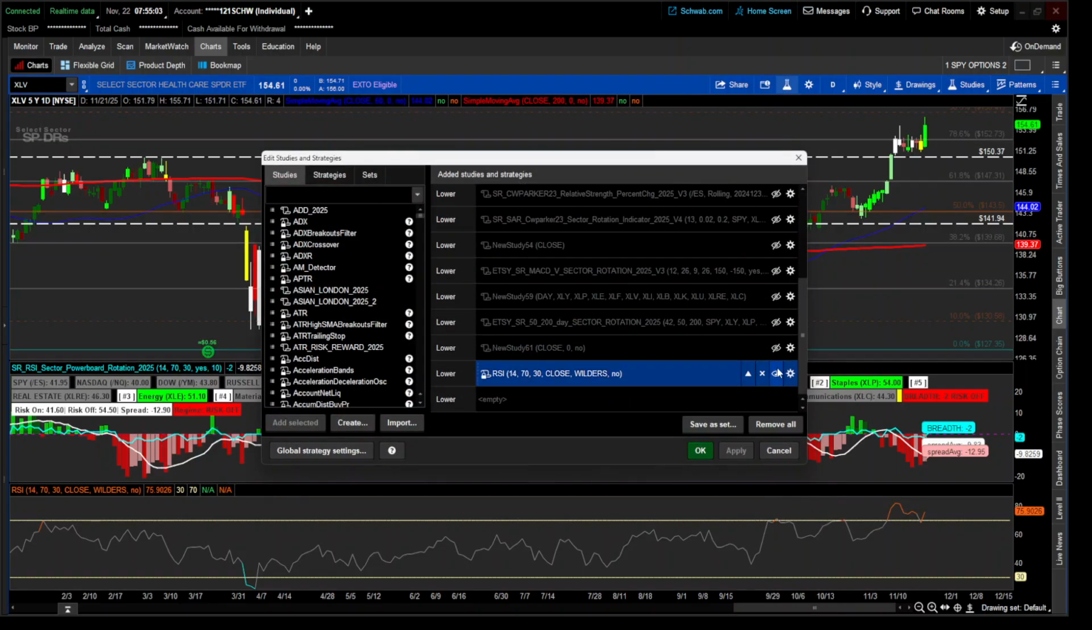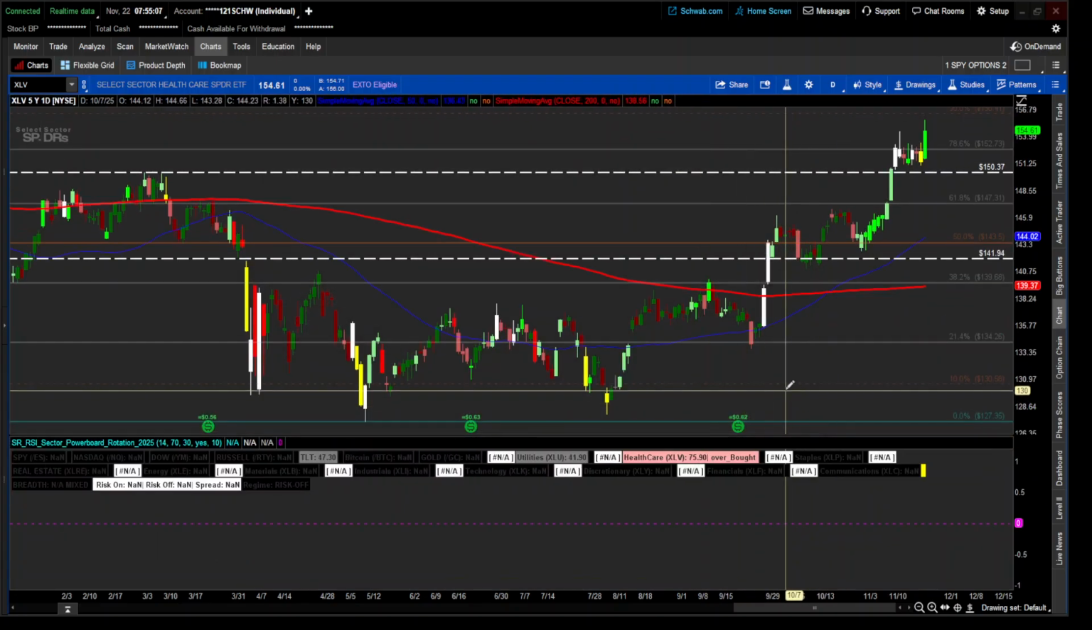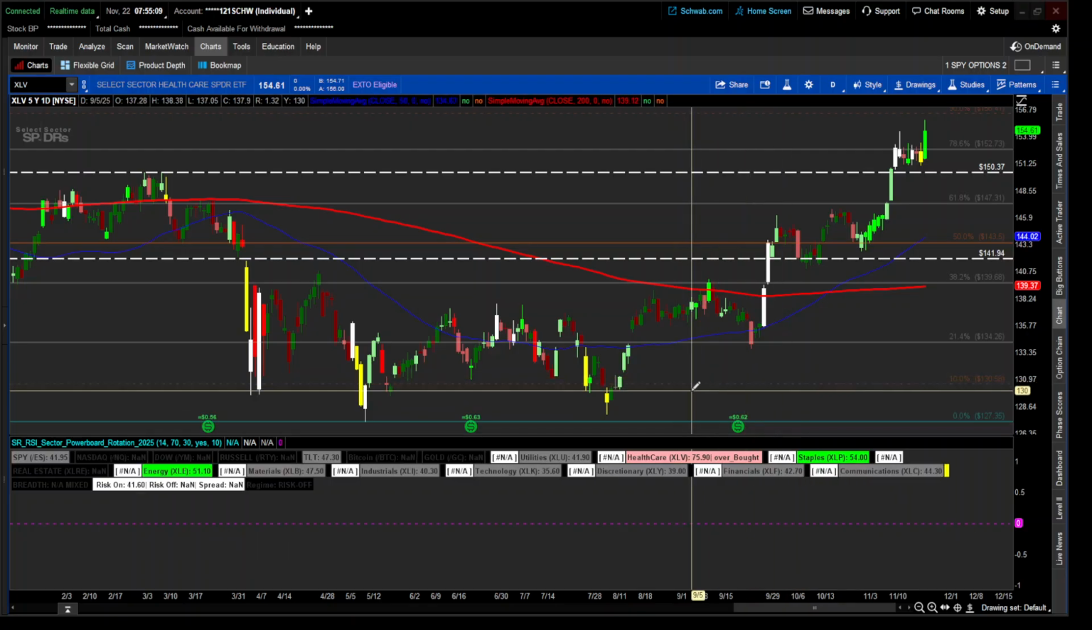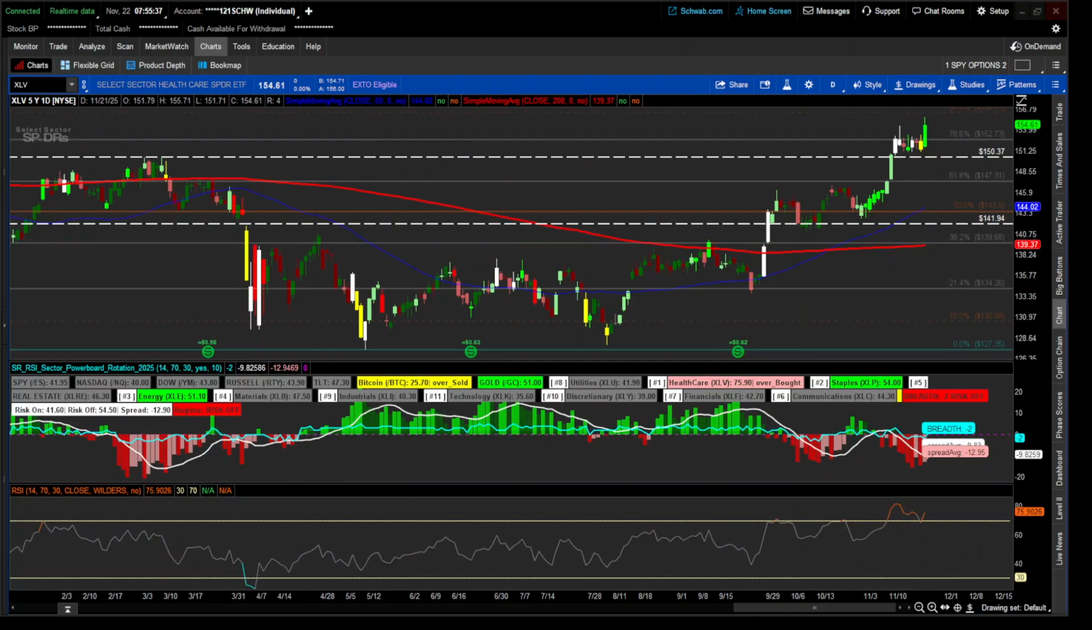I would, let me take this off. Once you really got this reading that, let me put RSI back on there. I shouldn't have taken it. One of the things I like to do once I've done this is to go to the scanner.